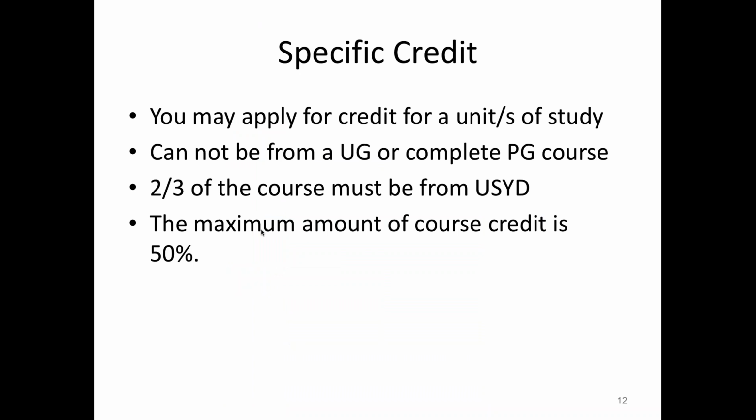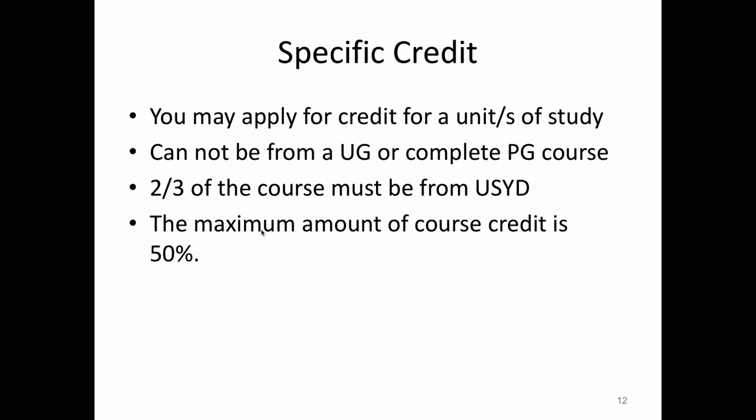So there's a couple of rules that apply. You can apply for credit, specific credit, for units of study that you've completed. These cannot form part of a completed undergraduate or postgraduate program. If you're coming from another institution, two-thirds of the course must be completed at Sydney University, and the maximum amount of credit we can give in a course is 50%. So these are the sort of rules that outline the way that credit works.